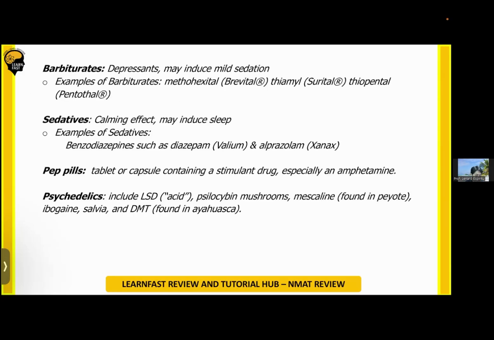So psychedelics is the answer here. Barbiturates are depressants, so they may induce mild sedation. Sedatives have a calming effect, and this can include benzodiazepines. Pep pills are stimulants. Meanwhile, psychedelics are hallucinogens. So these include psilocybin mushrooms, acid, mescaline, and other drugs.